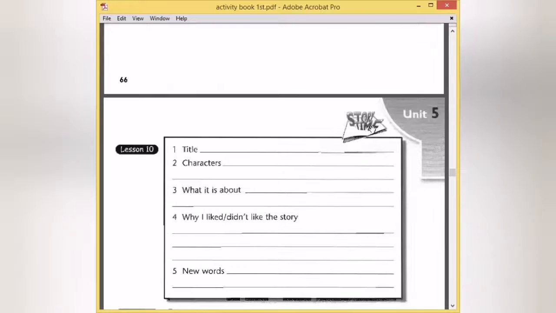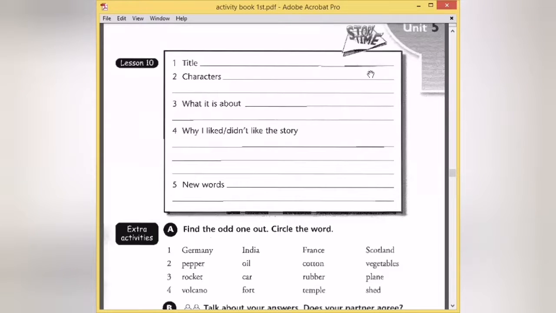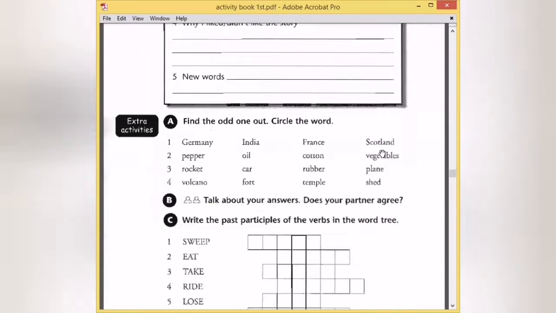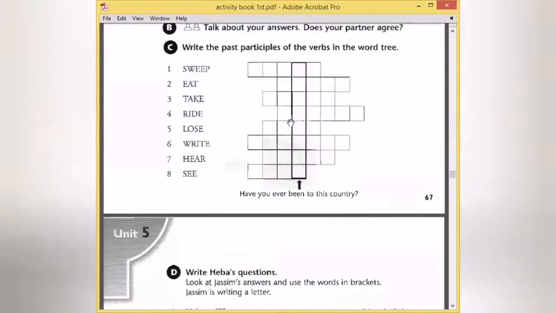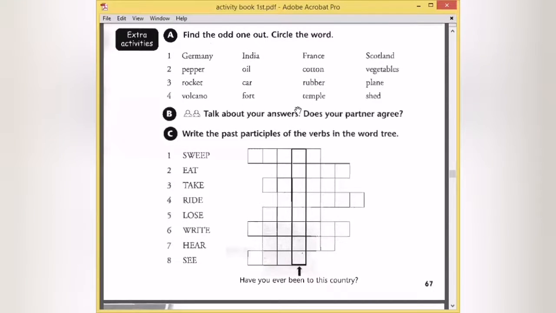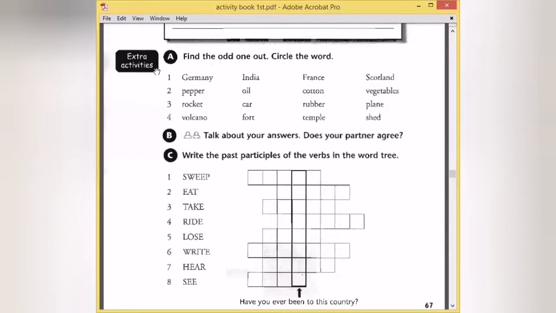So now, this exercise is about the story that we have read before. You should do it. It's for yourself. Now, the extra activities. Let us do it quickly. Now, activity 1 in the extra activities. Here it says find the odd one out. Circle the word. So we have different words and we have to circle the odd one.